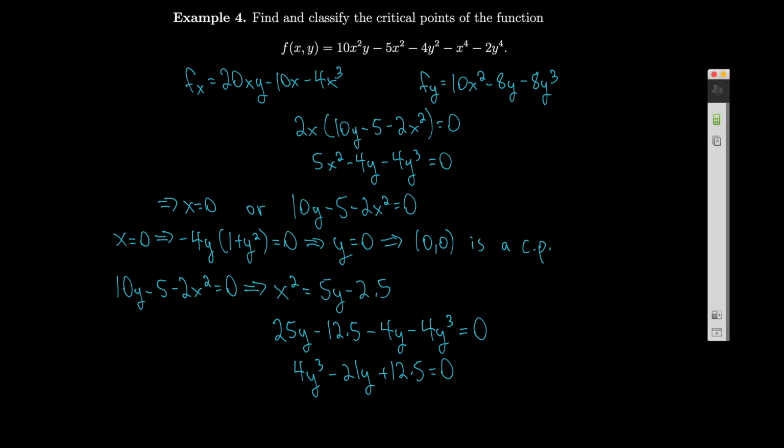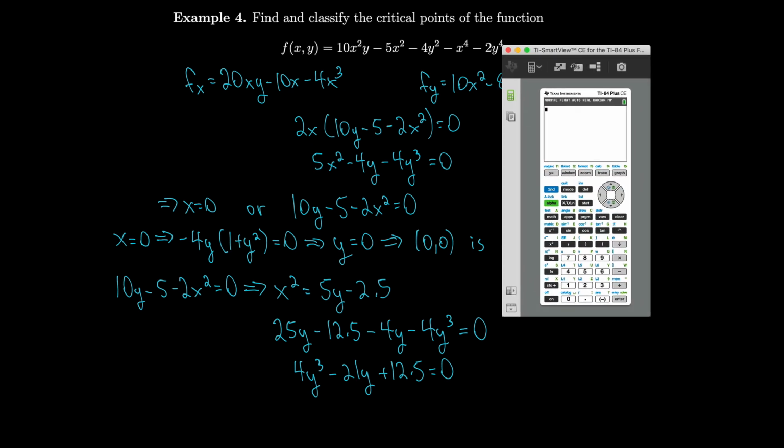Otherwise, we'll just use our handy-dandy calculator emulator and find the roots. Go to y equals, we'll type in 4x cubed, because I'm just going to use x instead of y to plug in, because it doesn't matter, minus 21x plus 12.5. There's my graph. It looks like I've got 3 real roots, so I'll do second trace to get to the calc menu, and I'll look for the zeros.